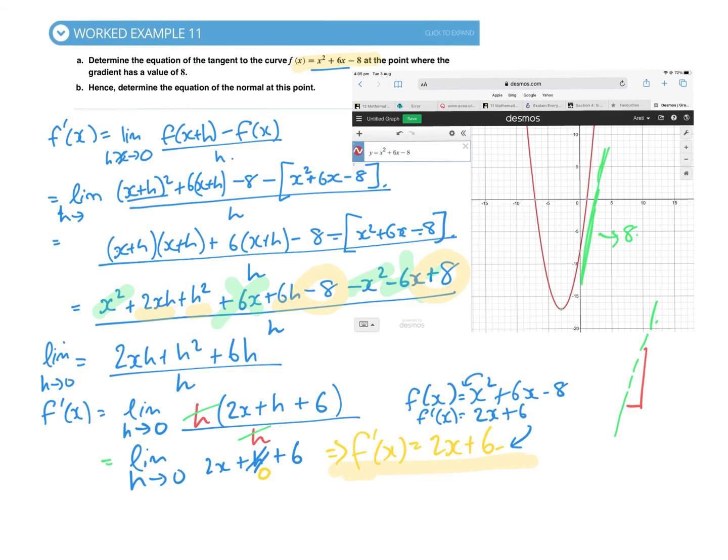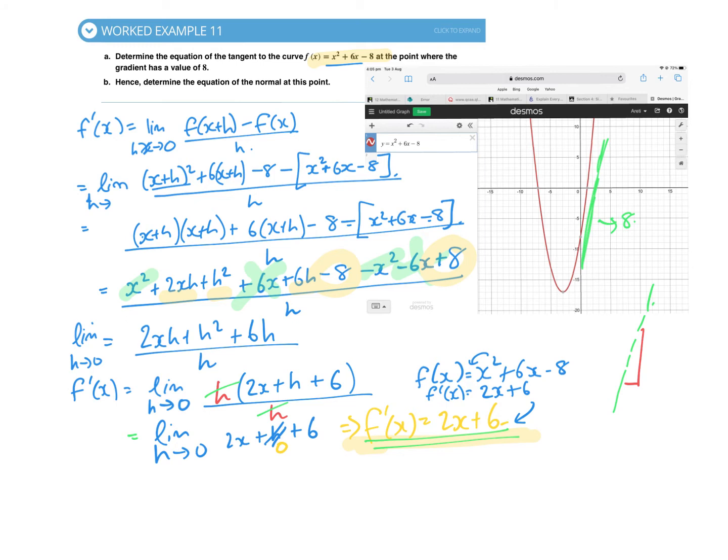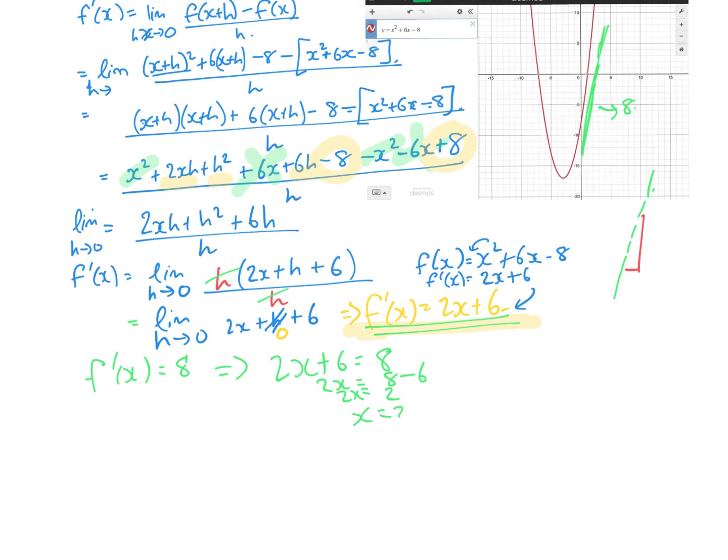So what we can do with the derived function, that is the gradient function, is set that to equal 8. So let's do that. Let's set f dash of x to equal 8. That means that this equation here, 2x plus 6, is equal to 8, so let's solve for x. 2x is 8 minus 6, doing algebraic solving, 2x is 2, therefore x is 2 over 2, which is 1.